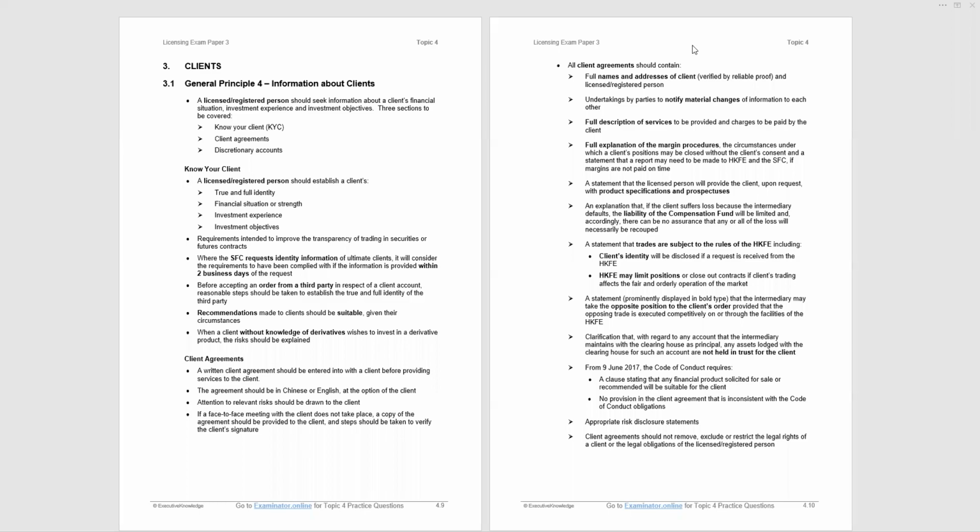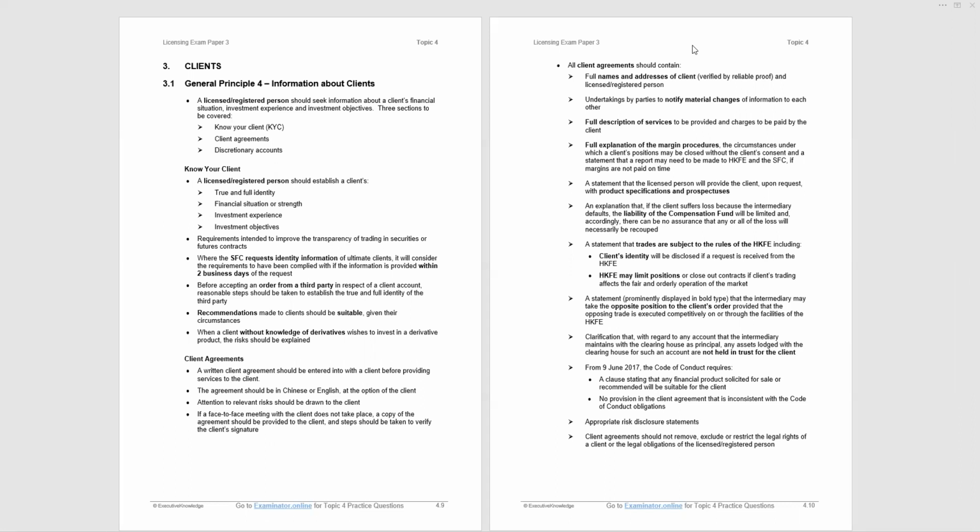Continuing topic 4 of paper 3, covering conduct of business, we're now going to look at the Code of Conduct general principles that are categorized with regard to clients. And the first one, general principle 4, information about clients, the classic KYC requirements. Know your client. We'll also look at client agreements and discretionary accounts. And I would highlight that client agreements, that material is often appearing in the exams.